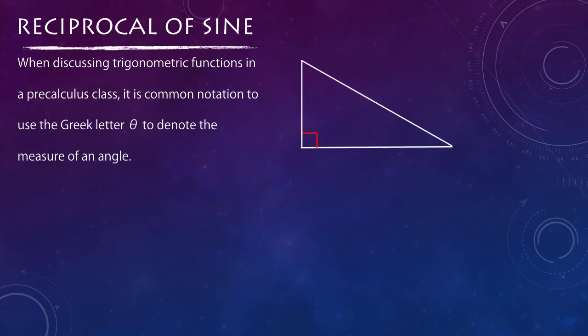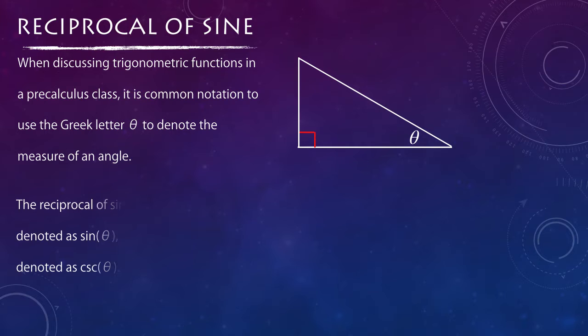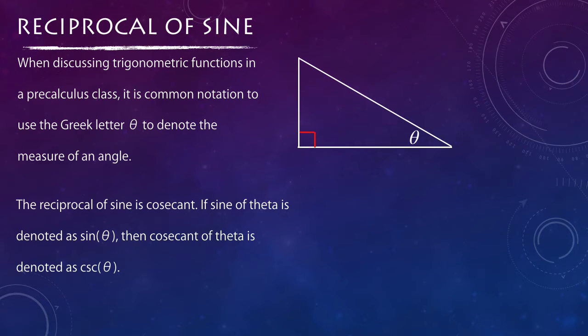When discussing trigonometric functions in a pre-calculus class, it is common notation to use the Greek letter theta to denote the angle of measure. The reciprocal of sine is cosecant. If sine of theta is denoted as sine parentheses with the symbol for theta, then cosecant of theta is denoted as CSC parentheses with the symbol for theta.